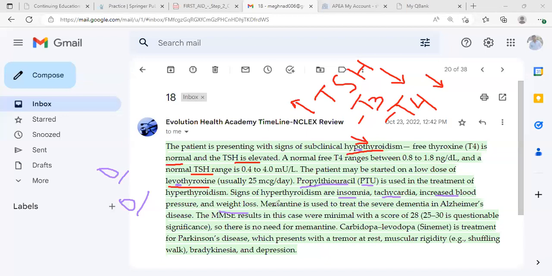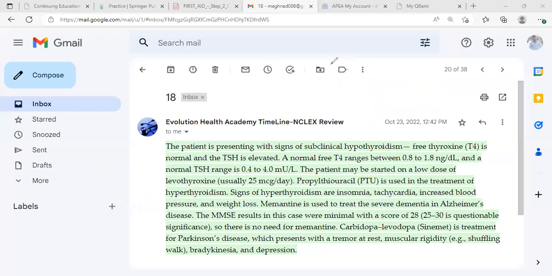Okay. And another medication is called memantine, which is used to treat severe dementia. It is not related to this question, but I want to tell you, please remember this medication name. Memantine is used to treat severe dementia in Alzheimer's disease.